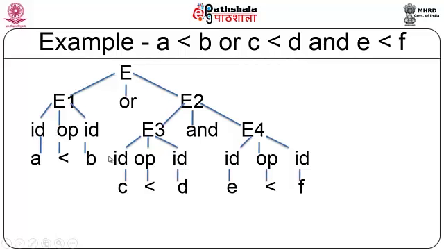If A less than B is true, then the entire expression is true. If this is false, I have to go and evaluate E2, which is again comprised of E3 and E4. Now for E3, if C less than D is true, I have to evaluate E4, that is, if E is less than F. That will be the overall expression's true value. On the other hand, if this is completely false, then E is also going to be false. That is how the flow is going to be.